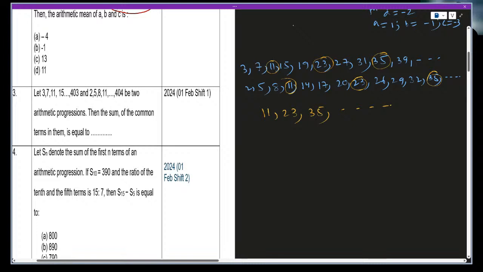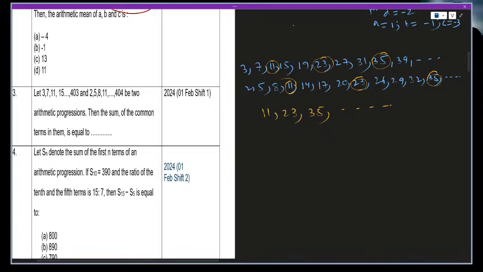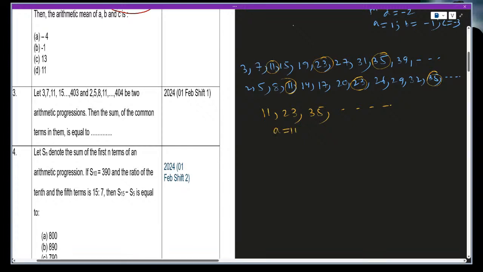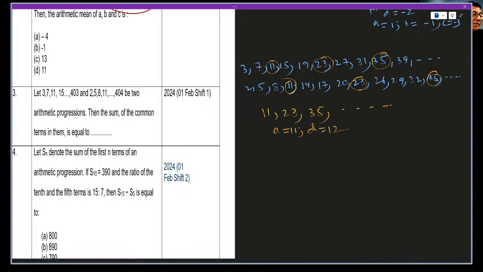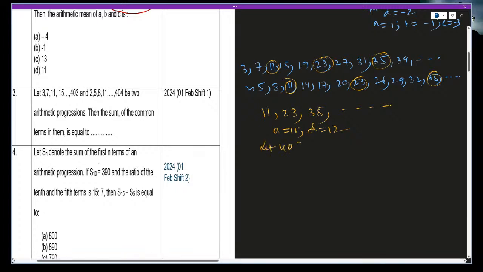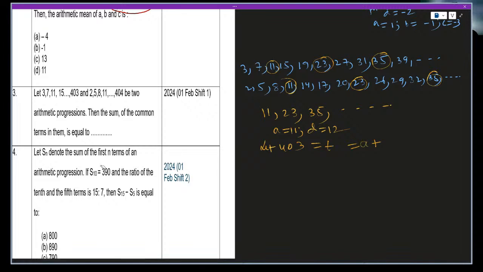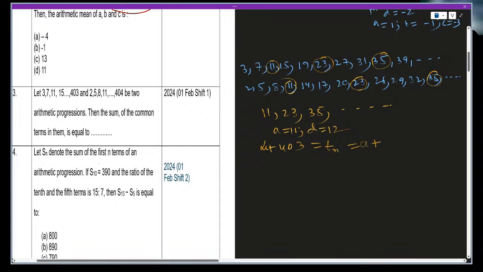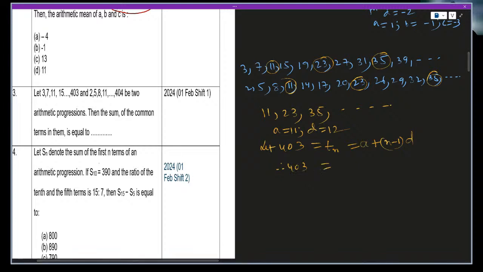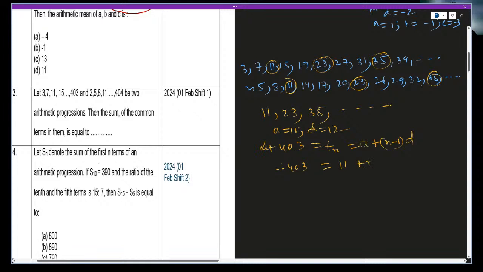So how many terms are there? Here you are getting a equal to 11 and d equal to 12. Okay? So 403 is a term of the series. The number of terms can be found easily. Let's start with that. Let 403 equal Tn. A plus, Tn, not T3. A plus n minus 1 into d. So 403 equal to a, a is what? 11, plus n minus 1 into 12.